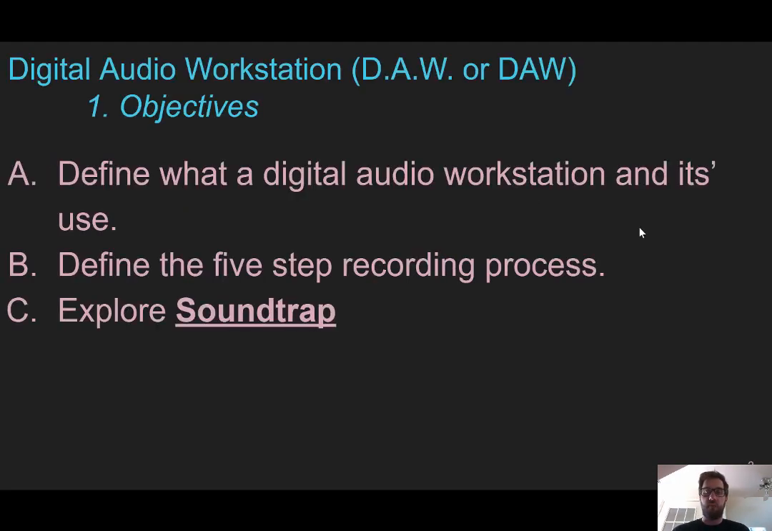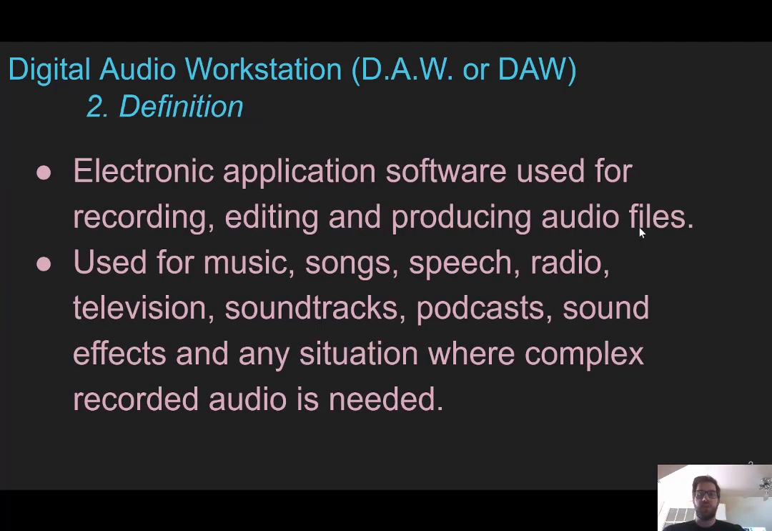Okay, so moving forward, the first thing we're going to do is just go over a couple quick objectives for this first lesson: define what a digital audio workstation and its use are, and then define the 5-step recording process to kind of frame what we're thinking about doing, and then explore Soundtrap. So a digital audio workstation is electronic application software used for recording, editing, and producing audio files.